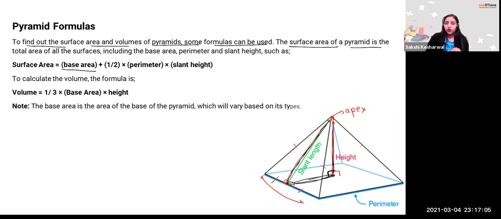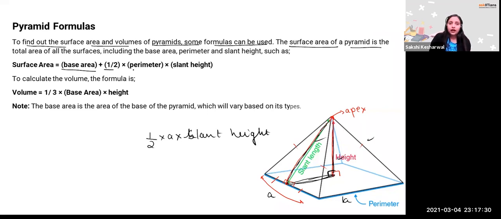Base area. Now, what will be the area of one triangle? Let us suppose this side is A. This side is A. Or let's suppose this is B or A, whatever, right? So it's going to be half into A into H. Yes or no, that's the slant height. Slant height means I'll write slant height, right? So if you're going to add for all the triangles, after adding all these things, you will get half into perimeter into the slant height, right?